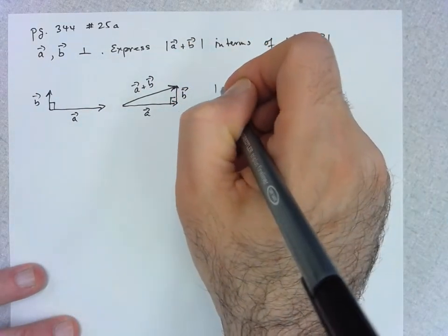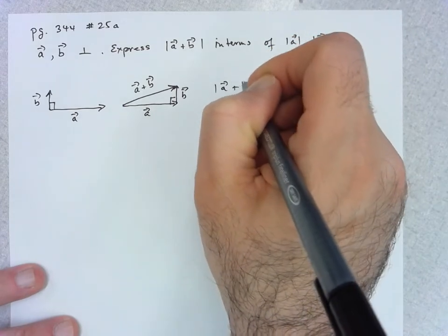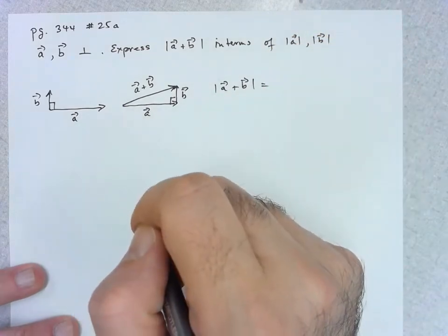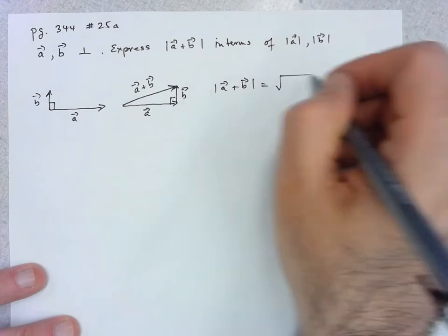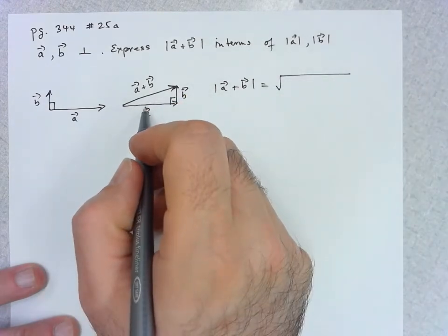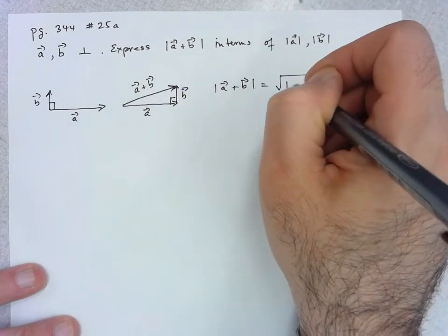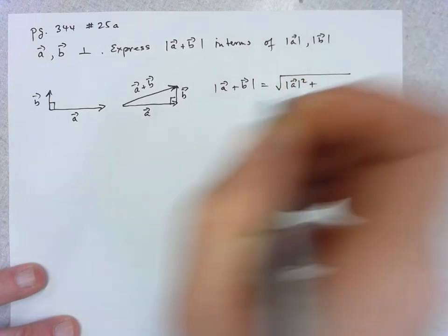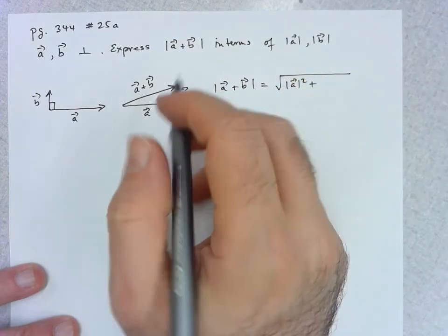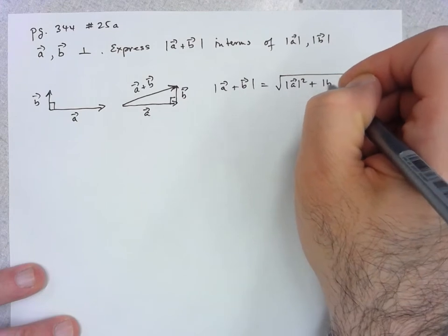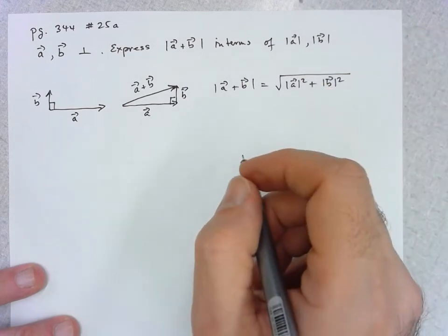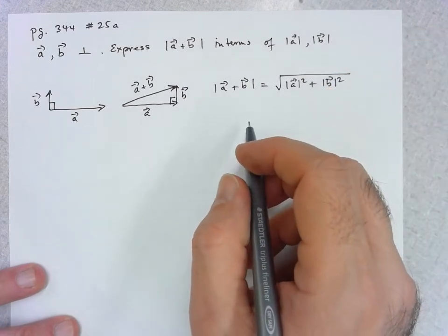So if I'm looking for the magnitude of A plus B, I can just use Pythagoras. That's just going to be the square root of the length of this side of the triangle, which is just the magnitude of A squared, plus the length of this side squared, and that's just the magnitude of B squared. And lo and behold, I've managed to do what they asked me to do.